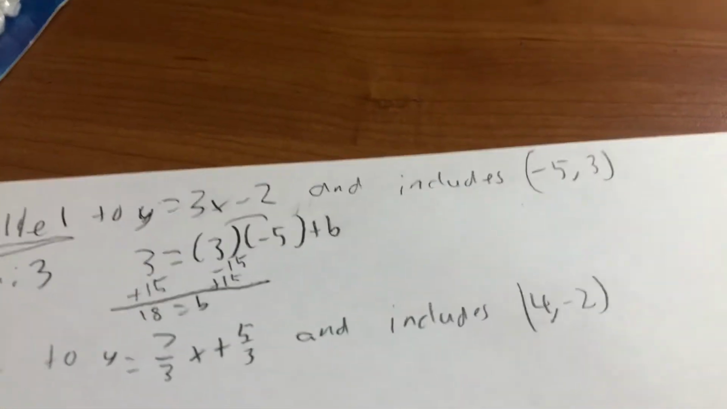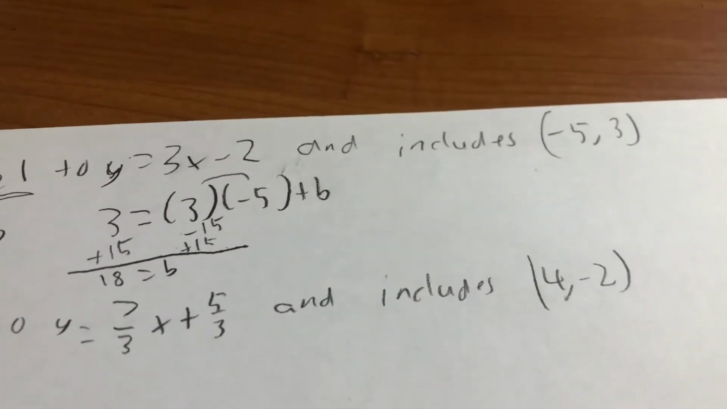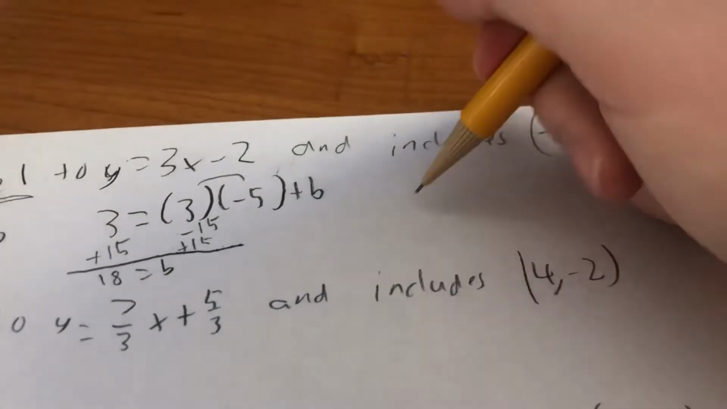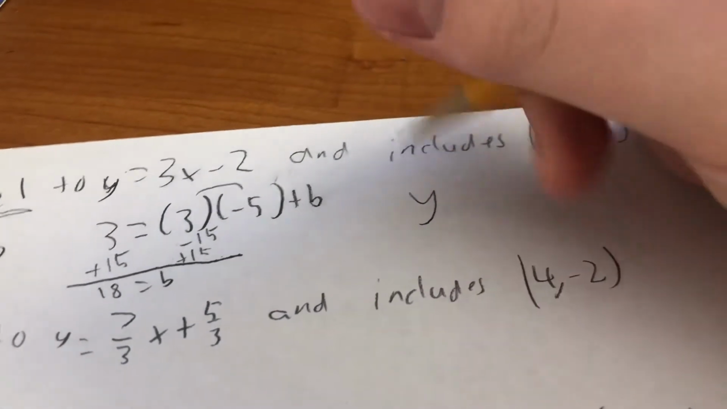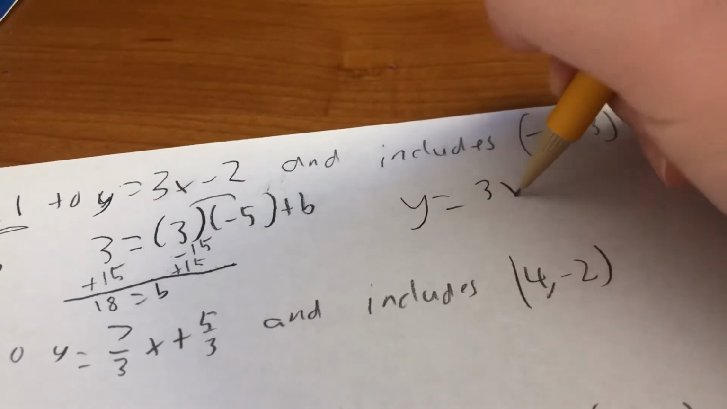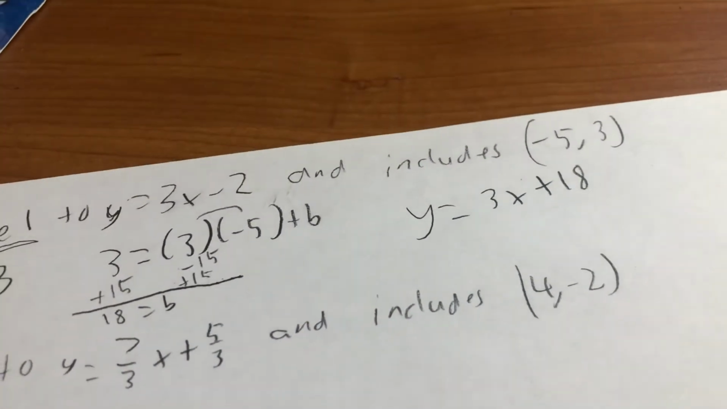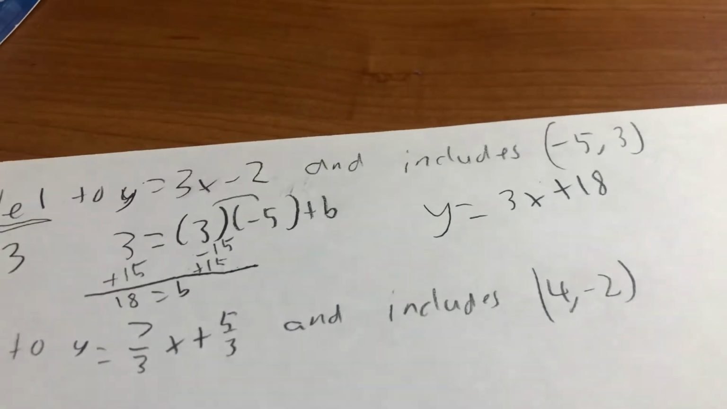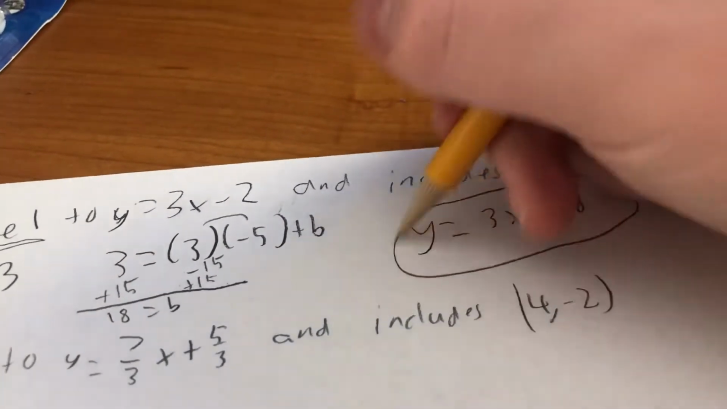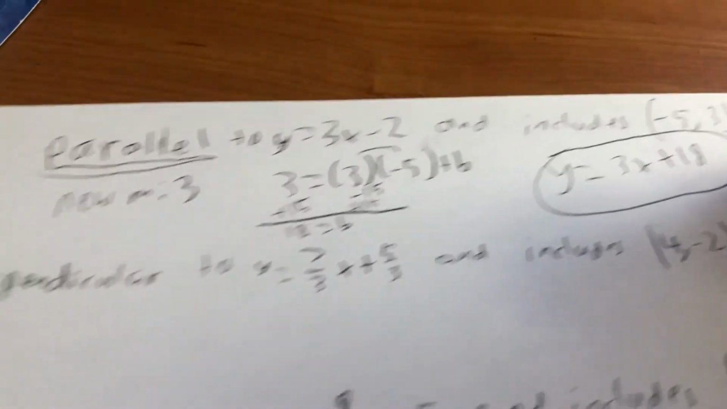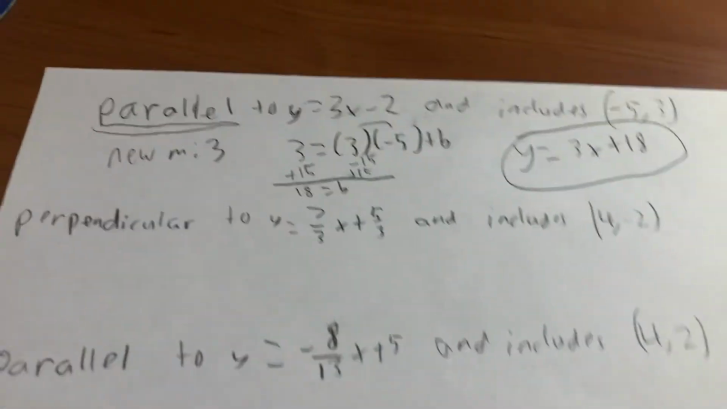Now on step 3, which is to actually create our final answer, we're going to use the same format, which is y equals 3x plus 18. And there we go. So that is our final answer. Now we're going to move on to the second one, which is perpendicular.